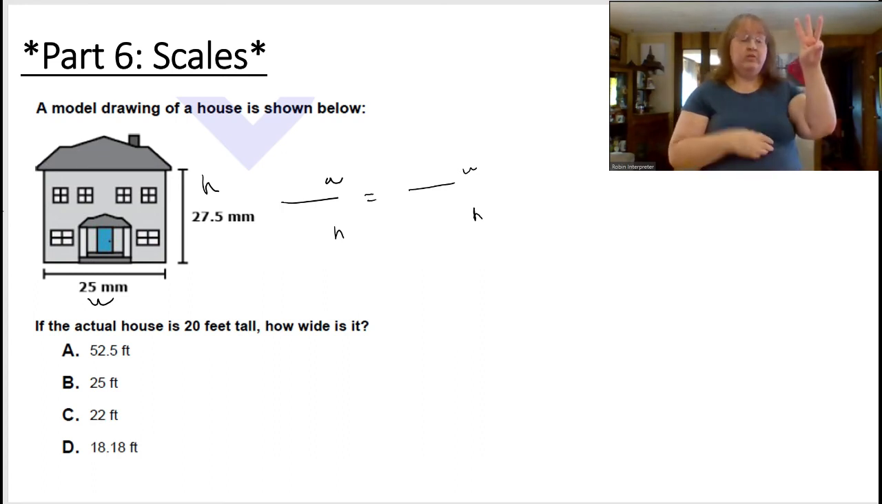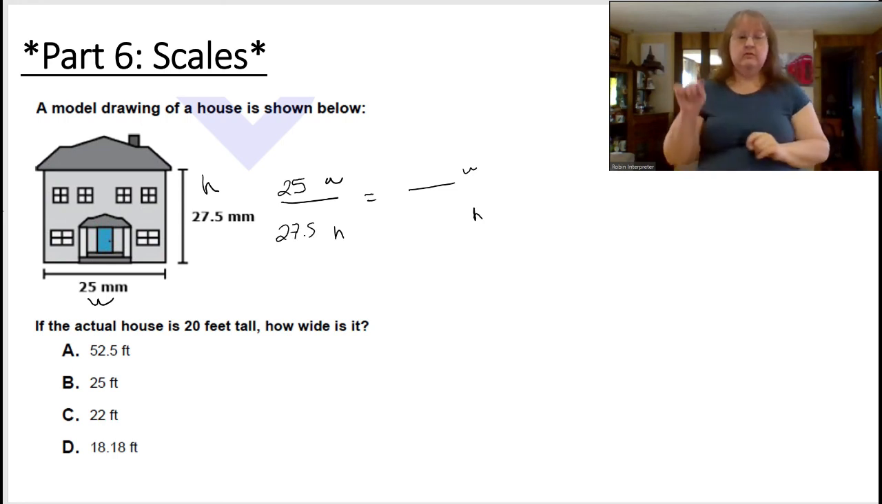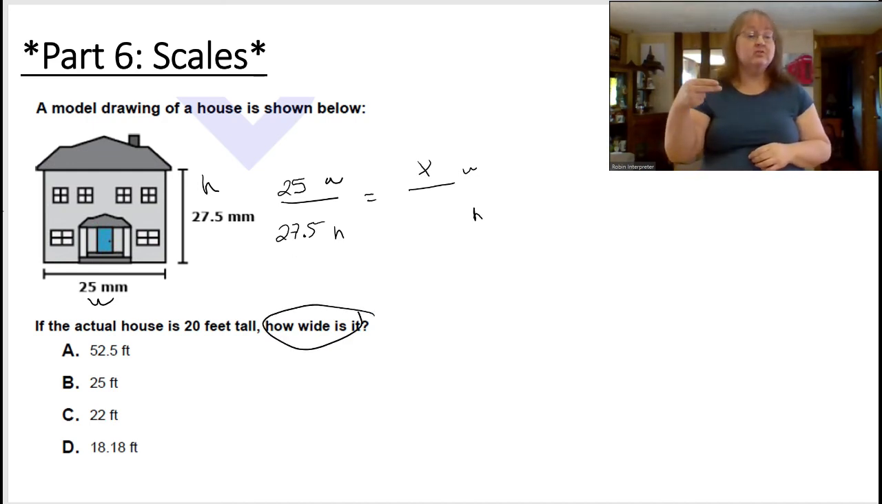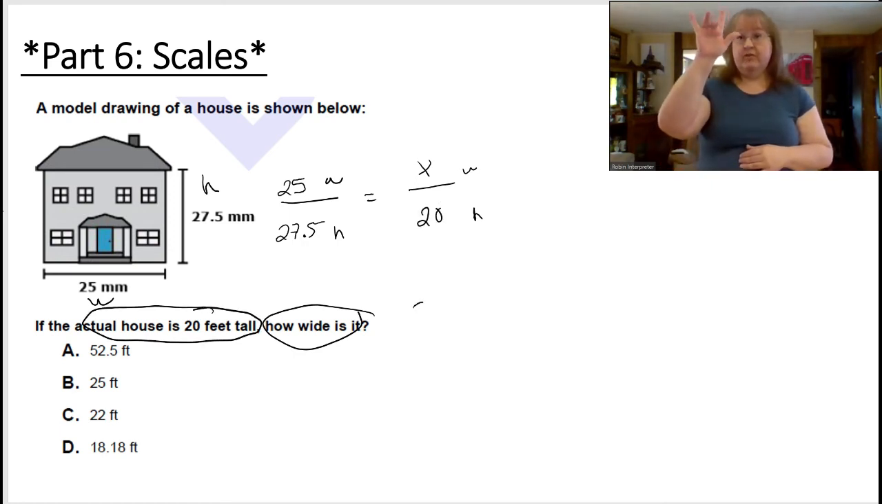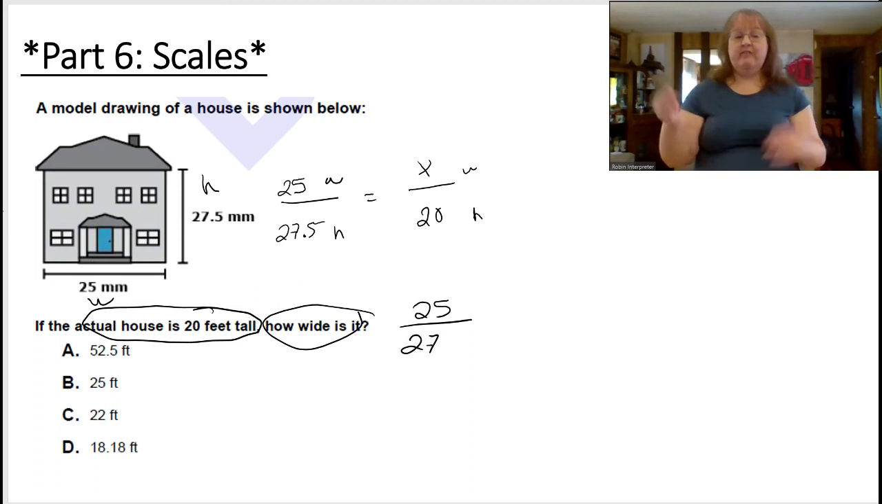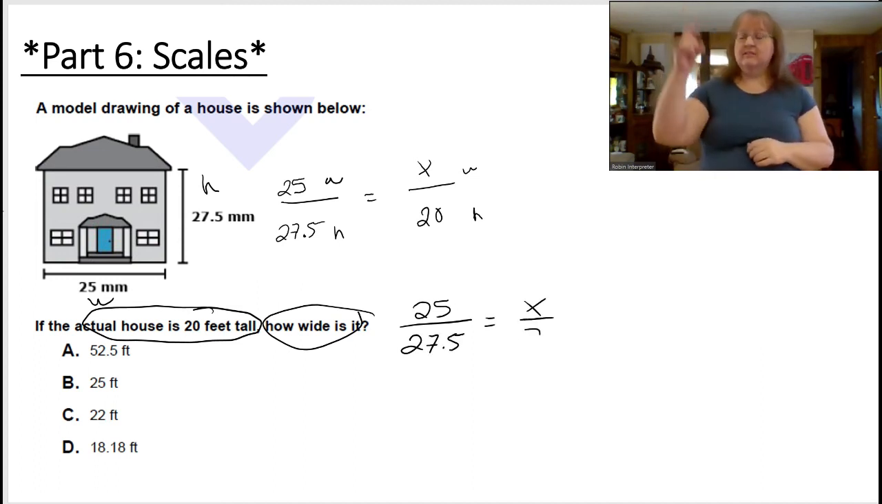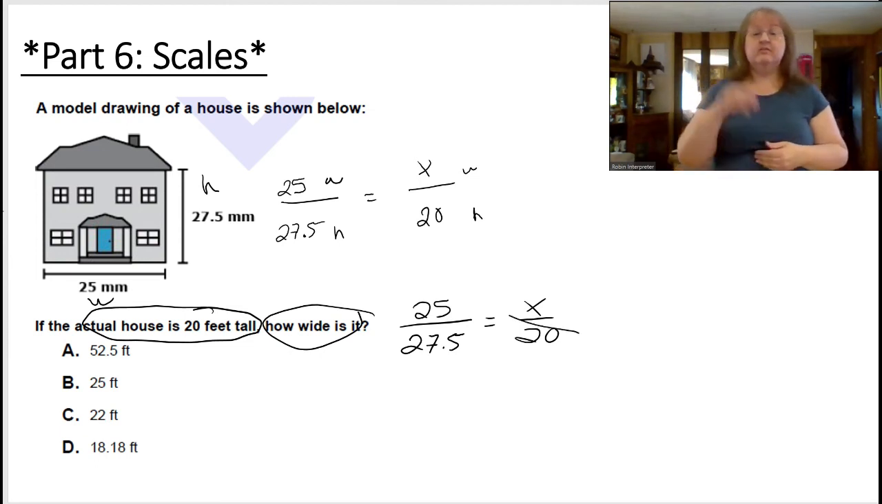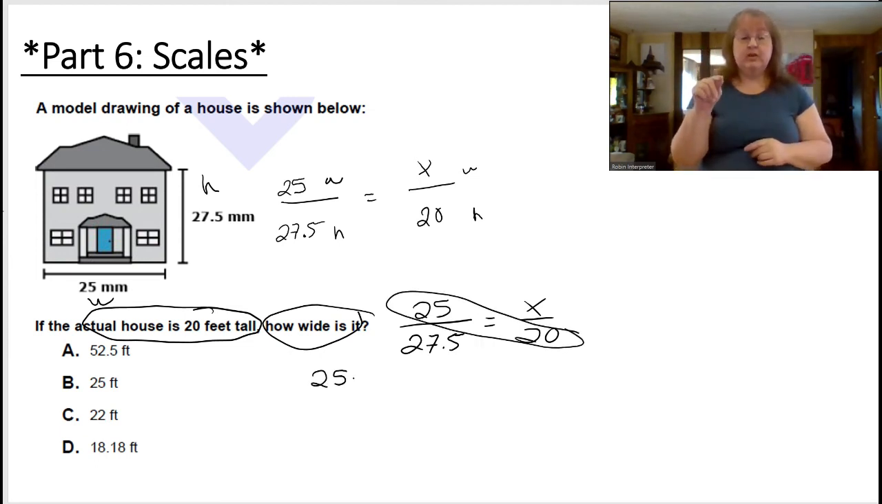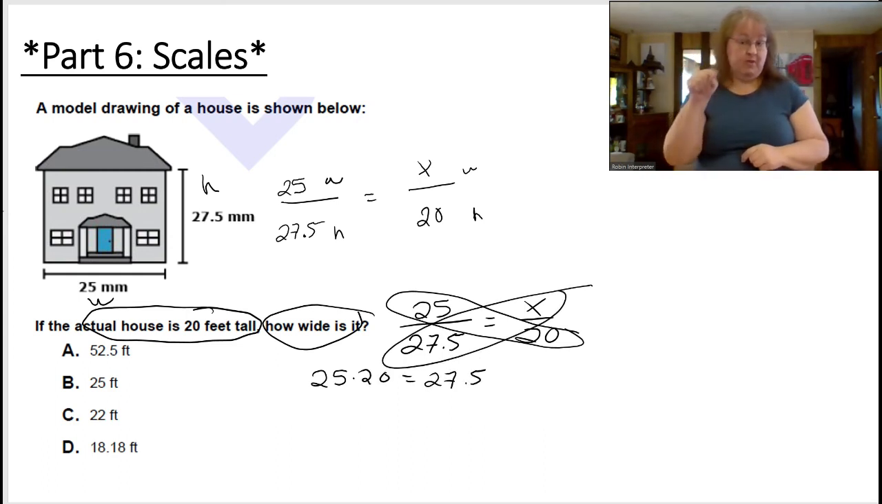So my width was 25 and then 27 and a half. The width of the actual house we don't know, so that's x, because it's asking how wide it is. But the height, how tall it is, is 20. So right now I have 25 over 27.5 equals x over 20. We're just going to use the butterfly method and solve that. So 25 times 20 is the same thing as 27.5 times x.